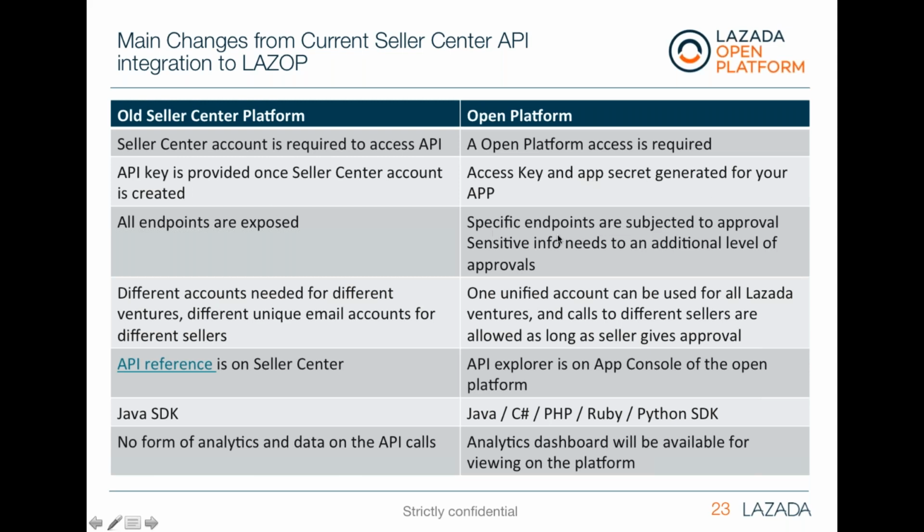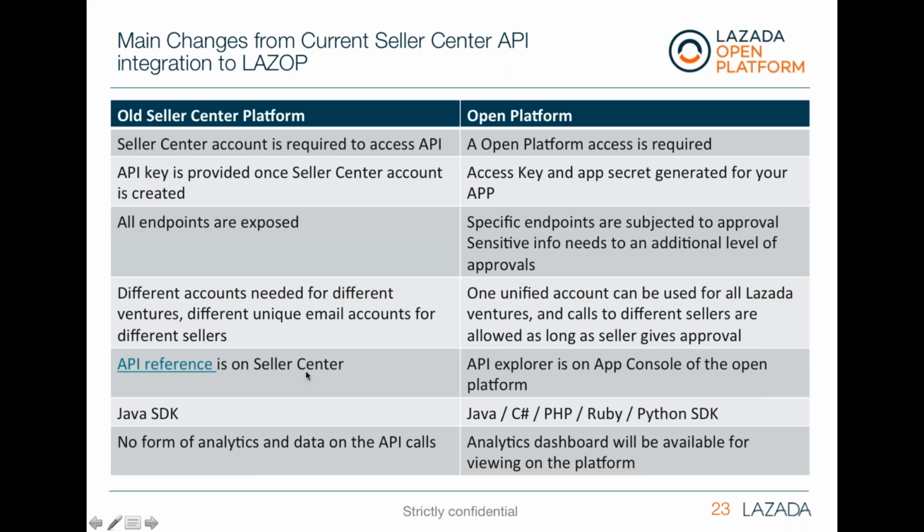On the new platform, all the endpoints are subject to approval, because the seller's data are classified into several levels. And for the sensitive data, you will need to go through the security review and request access to the sensitive data. On the old platform, you will need a different seller account or different API key to call the APIs. But on the new platform, you do not need different accounts. Only a single developer account is needed to call the APIs on different ventures.